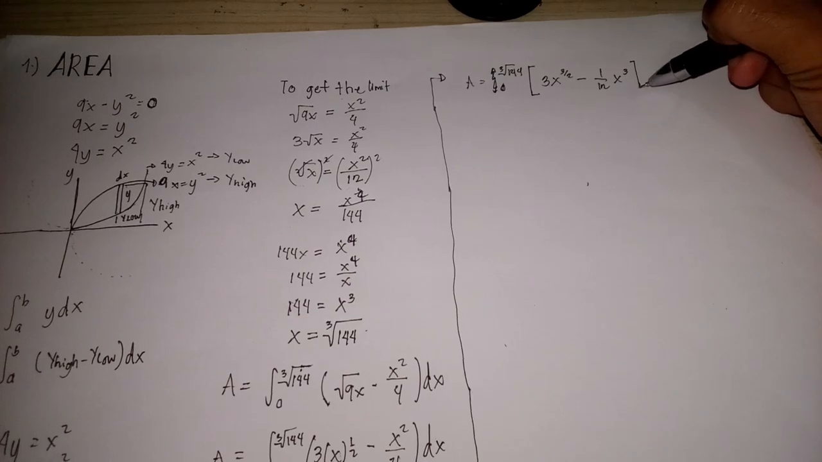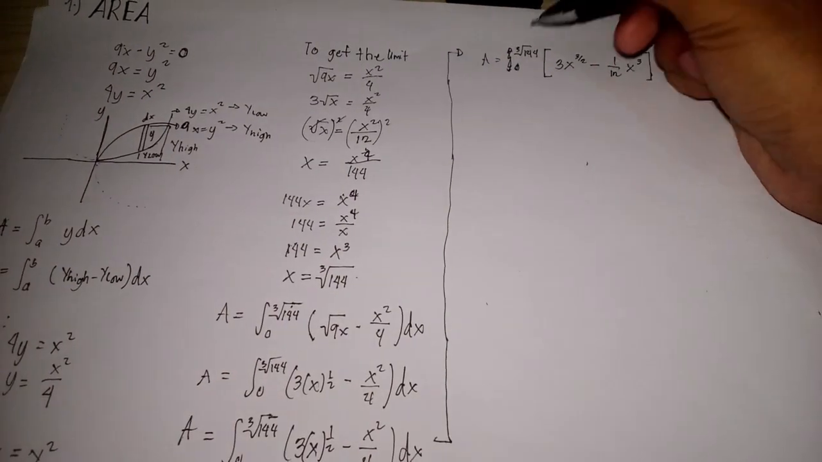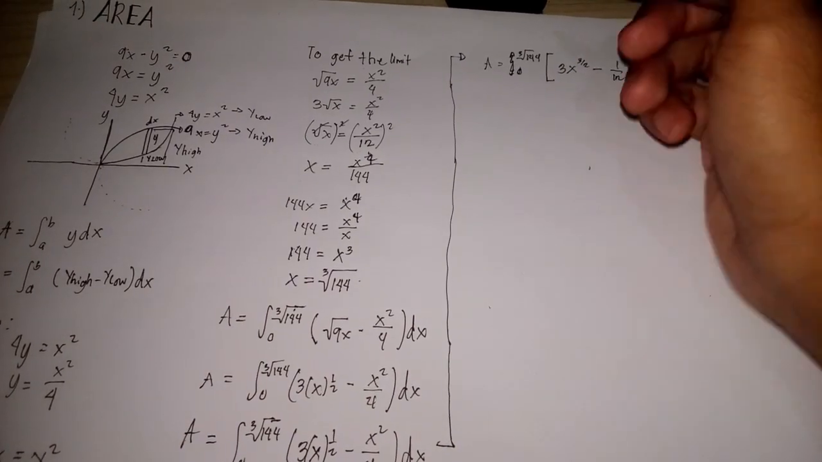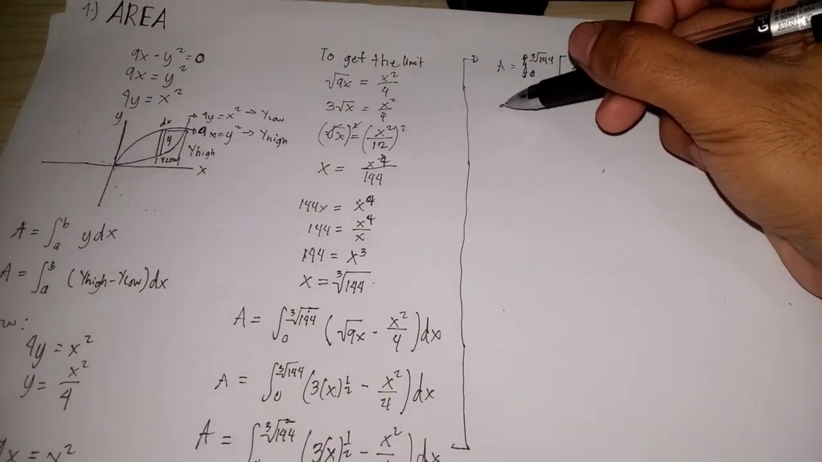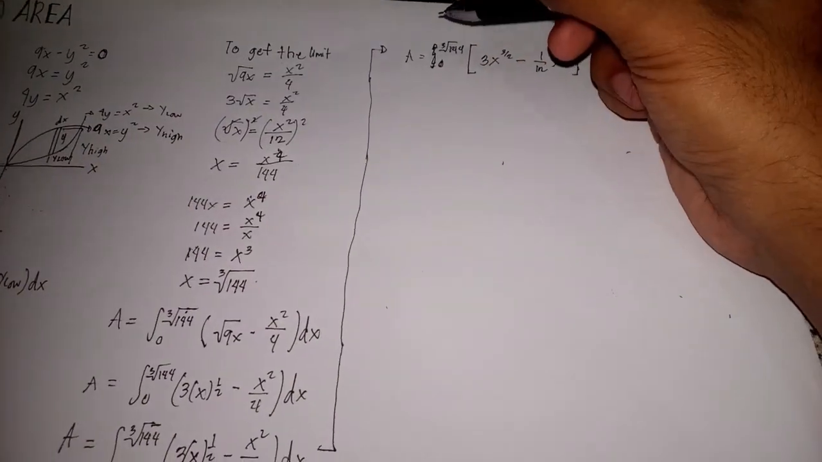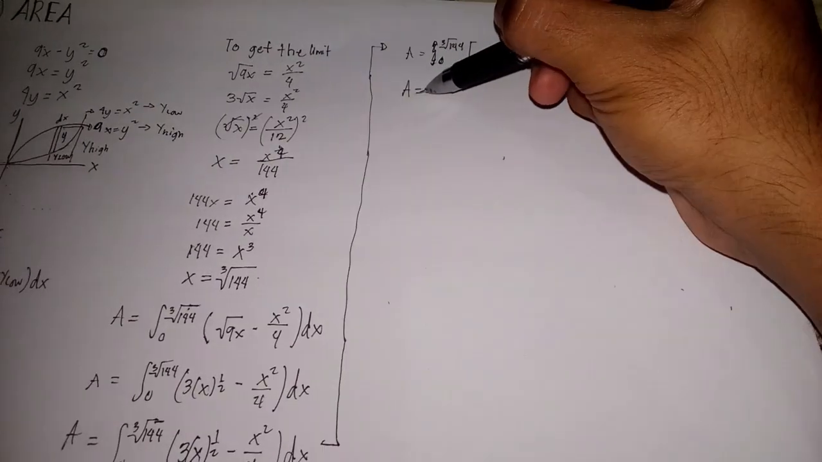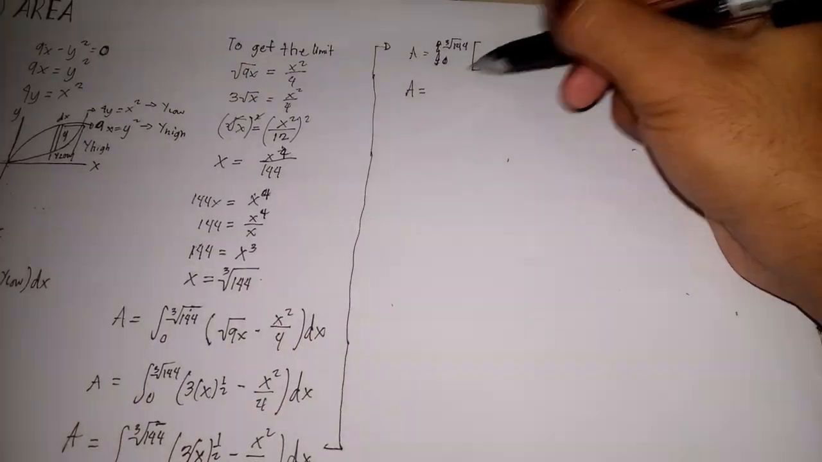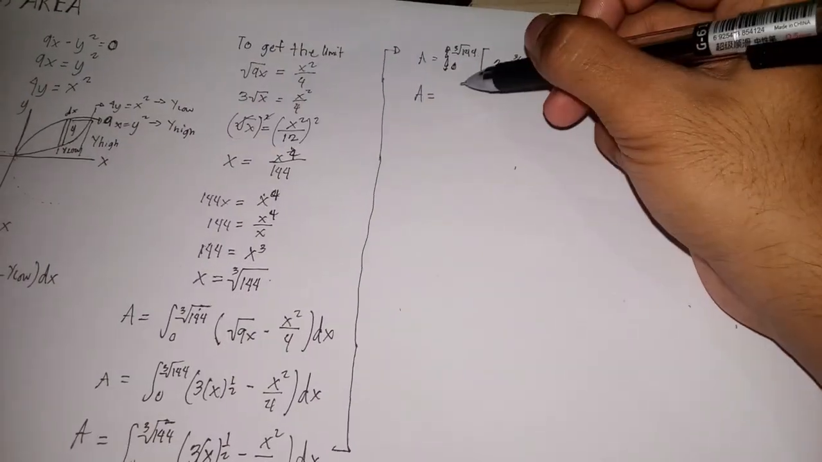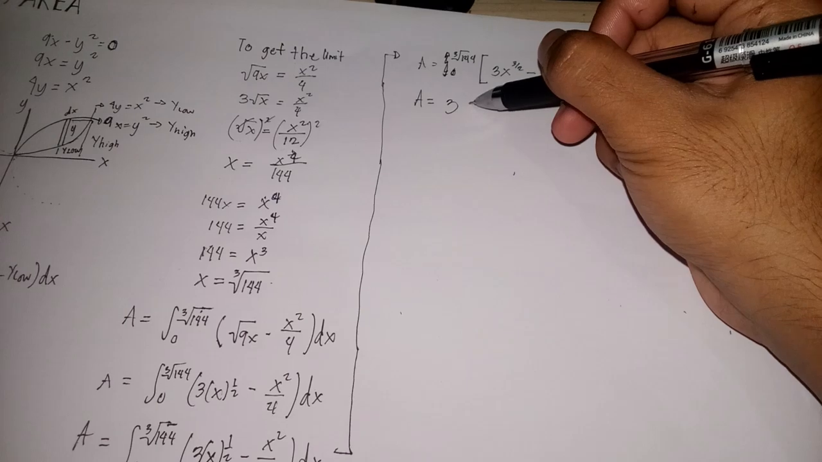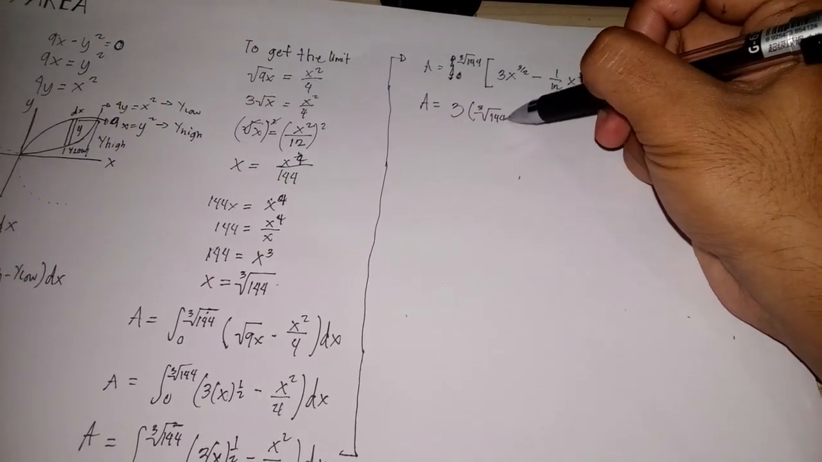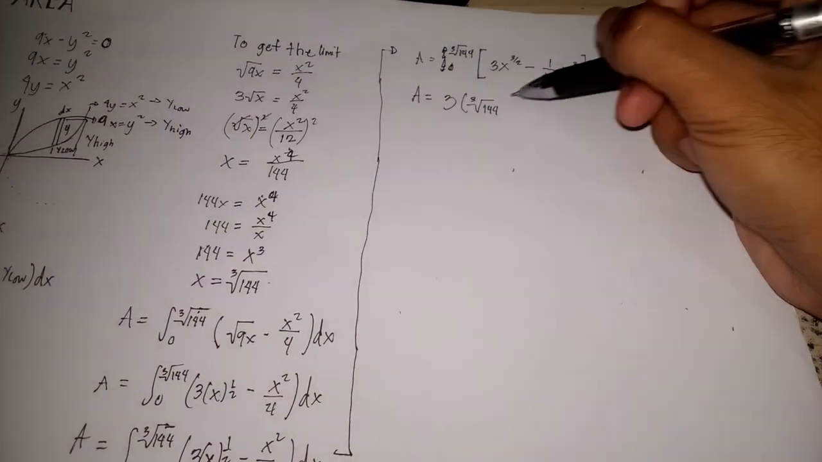So now, since we have this limit here, let's just put it there, so that our paper won't get messy. So the area now, substituting the value here. So let's start here first. So 3, x will become the cube root of 144.